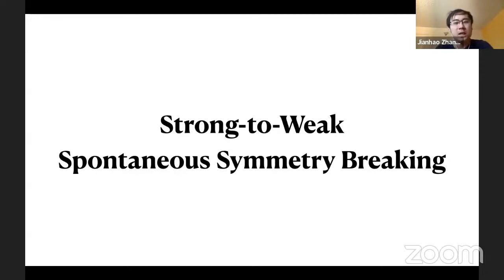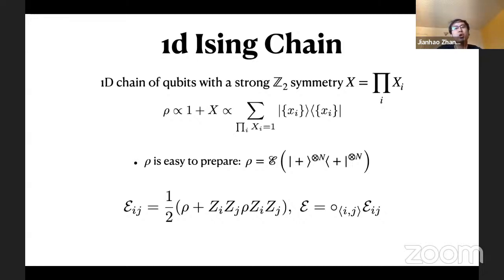Okay, let's move to the formal definition of strong-to-weak SSB. Let's consider the 1D qubit chain again with the Z2 Ising symmetry. Let's consider a density matrix of the form 1 plus product of X. This density matrix looks pretty simple, and it is strongly symmetric. Let me show you why. Let's apply the product of X, for example, on the left-hand side of the density matrix, and the final density matrix is still 1 plus product of X. It's pretty simple.